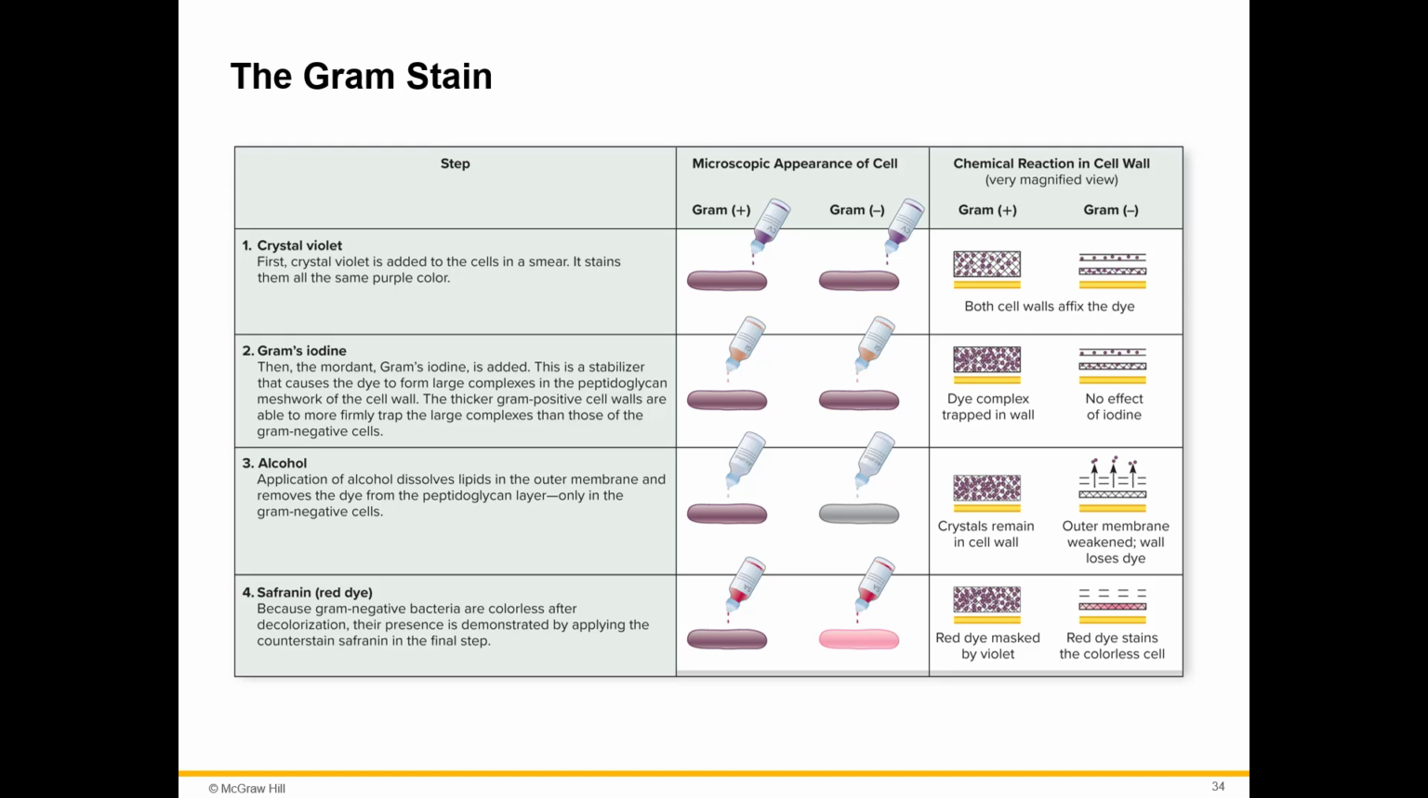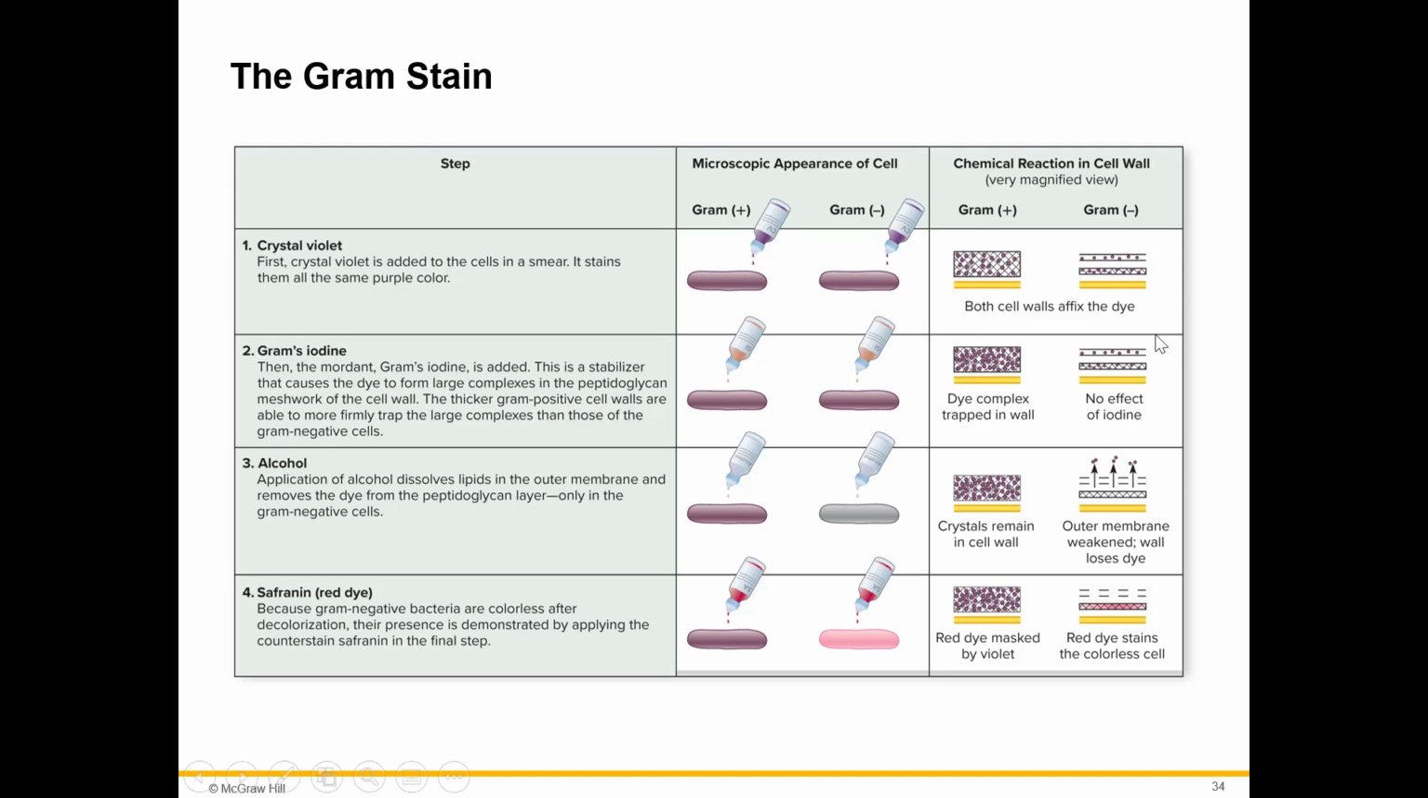Now here's the step that's the differentiating step, when we add the decolorizer. A decolorizer can be alcohol. Some labs use acetone, which is just nail polish remover. If it's alcohol, it's going to be a high percentage alcohol, like 95% ethanol. When we add the decolorizer, we pour drops of it over the slide until the solution runs clear. So we're going to drop, drop, drop. As soon as we see that it runs clear, we stop.